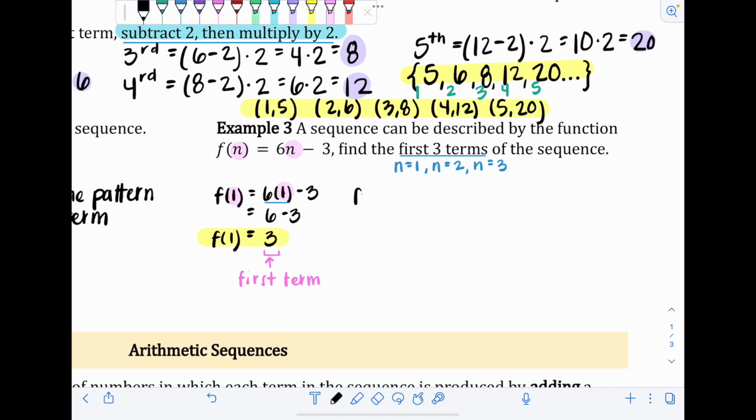Next we'll find f of 2, and that means that 2 goes into the function where n is. So f of 2 equals 6 times 2 instead of 6 times n, and then minus 3. We simplify the multiplication first. So 6 times 2 is 12, and then minus 3. Then we can subtract 12 minus 3 to get 9. So f of 2 is 9, and that means that 9 is the second term.